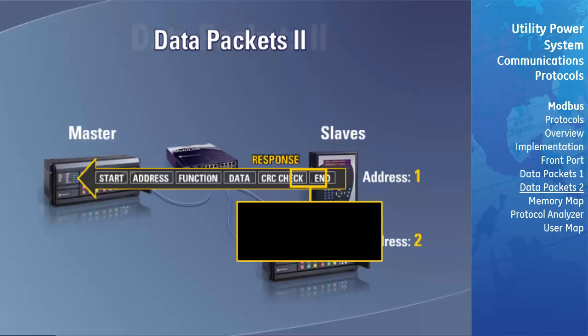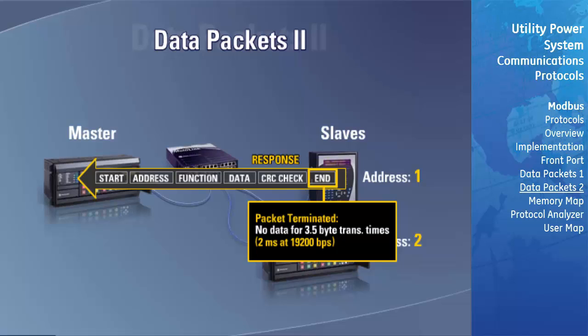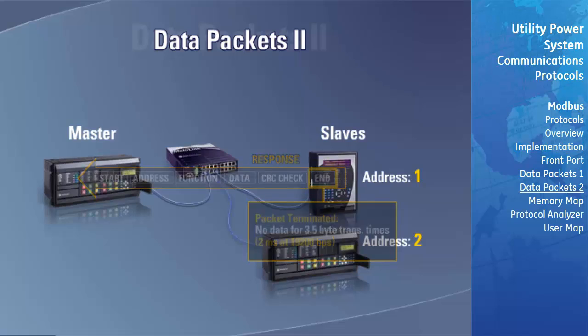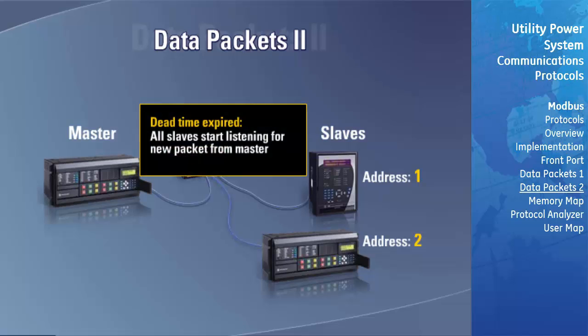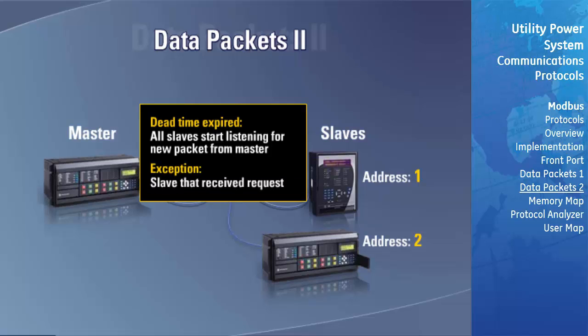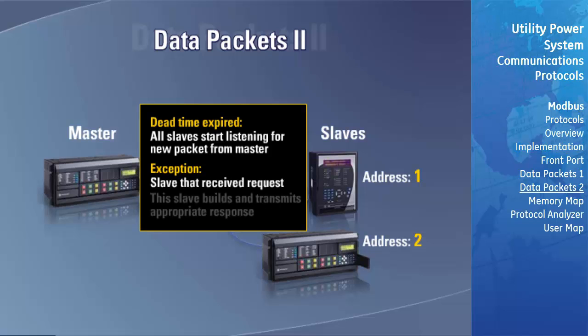As stated earlier, a packet is terminated when no data is received for a period of 3.5 byte transmission times, which is about 2 milliseconds at 19,200 bits per second. Once the dead time has expired without a new byte transmission, all slaves start listening for a new packet from the master with the exception of the slave that had just received the request. This slave builds and then transmits the appropriate response.